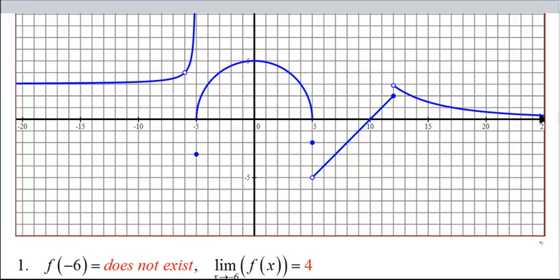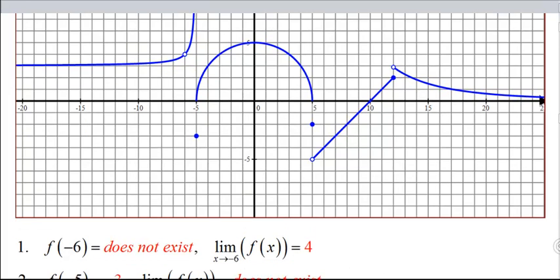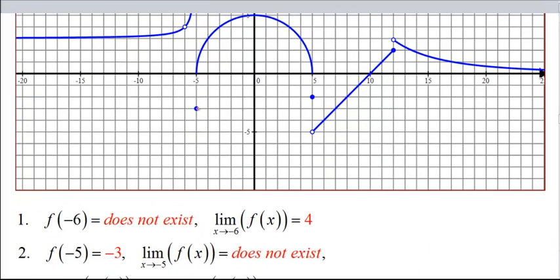So let's see what we've got here. First of all, we want to look at negative 6. If you look, the function does not touch the vertical grid line at x equals negative 6. This grid line does not touch the function at all. So f of negative 6 does not exist. That is one possible answer, and it's right in this case. But the limit as x approaches negative 6 does exist, and you can see that's a y value of 4. F of negative 5 is this point here at negative 5, negative 3, so the answer is negative 3 for f of negative 5. But the limit does not exist.